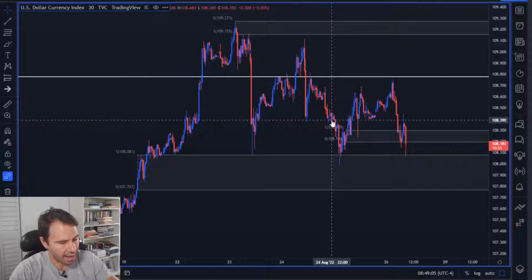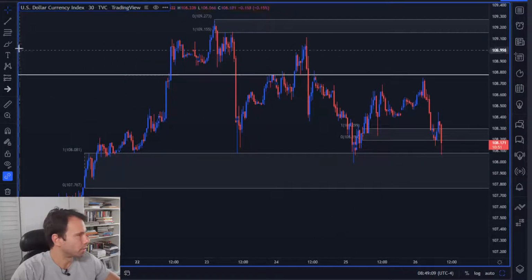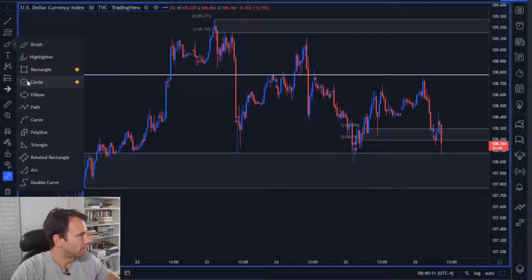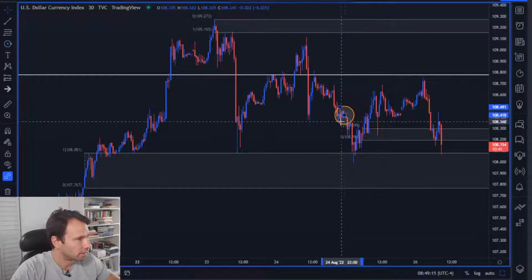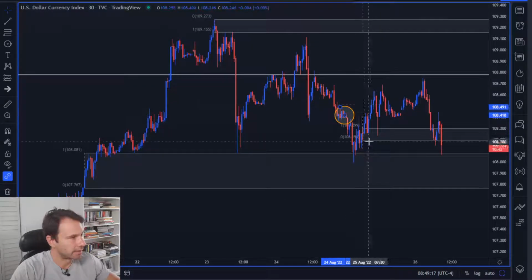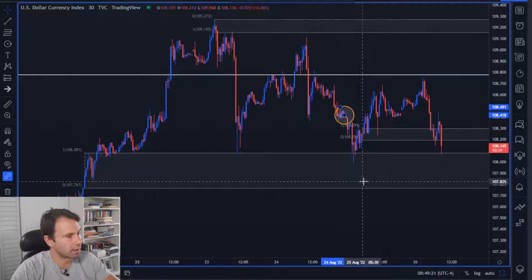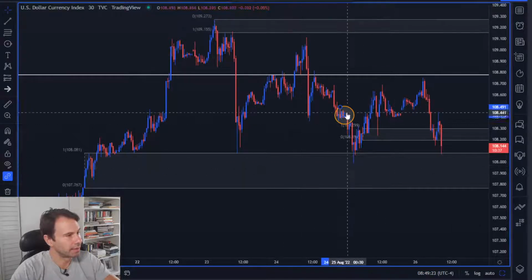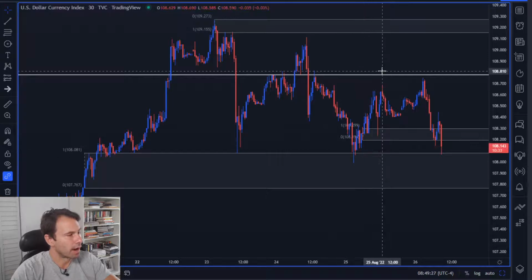Yesterday I had this resistance right here, but it worked only partially. I'm going to mark it off, just be aware. There we go, this circle. I had this resistance, but it was very strong yesterday coming off this demand, and the dollar kept going up.